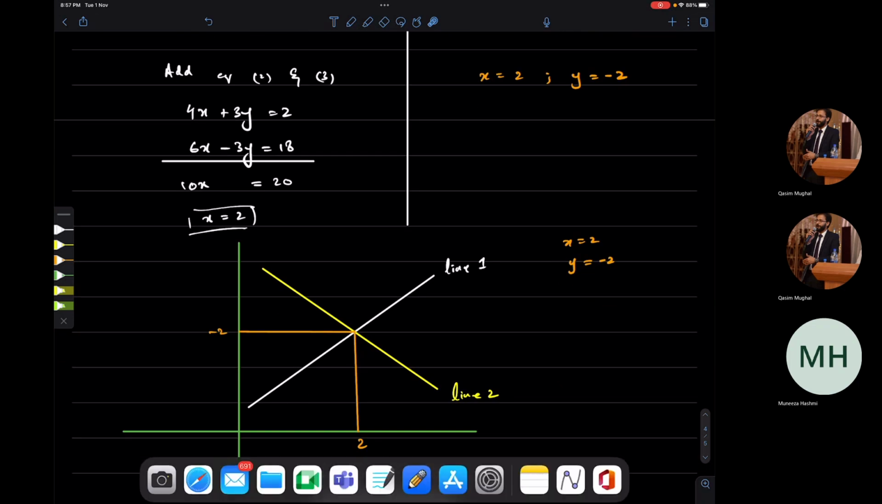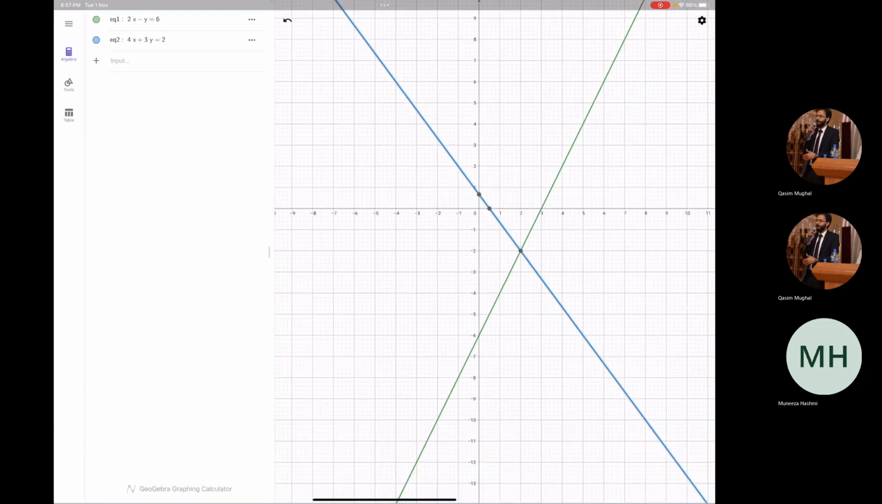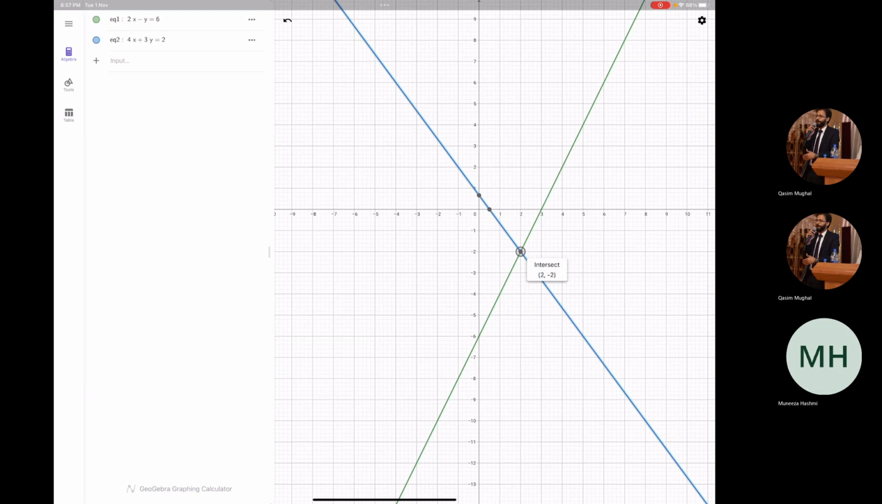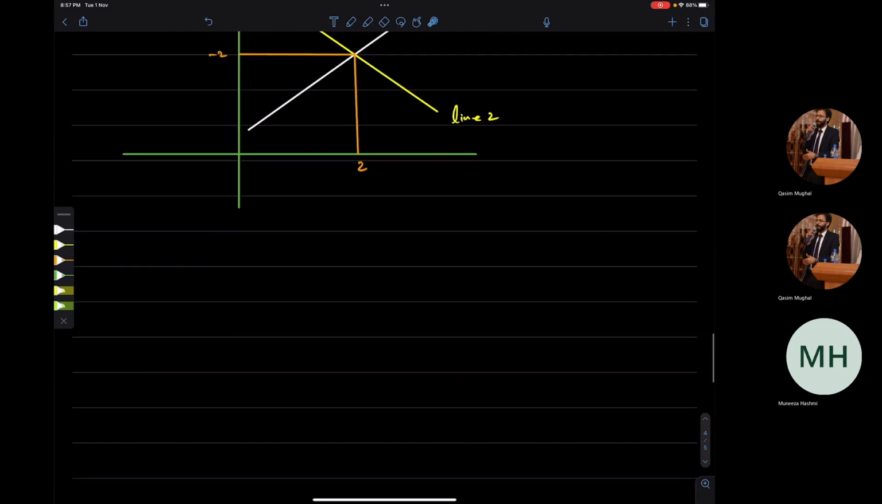So I have drawn the graph on graphing software for both equations. You can see the first equation, 2x minus y equals 6, and the second equation is 4x plus 3y equals 2. As you can see, the intersection point is this one, which is (2, -2). You can clearly see that it's 2 on the x-axis and negative 2 on the y-axis. And this is what we got after solving them algebraically. Okay? Yes, sir. All right.